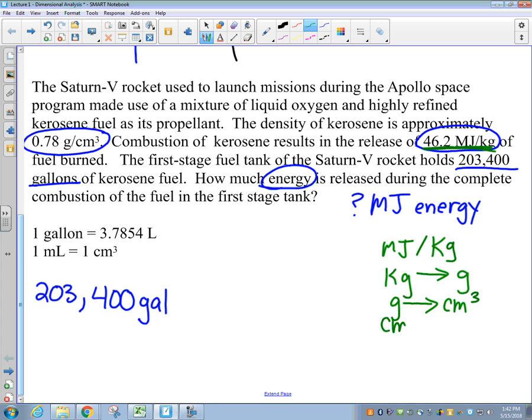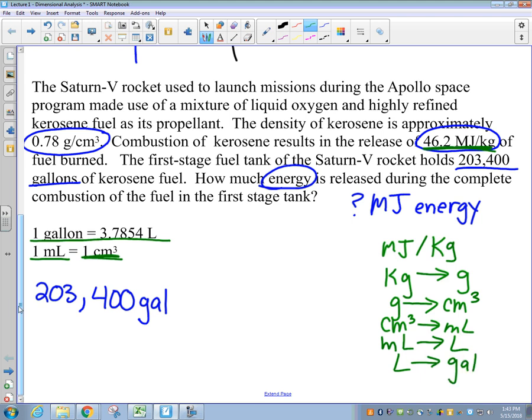From centimeters cubed, if I take a look at some of the other values that I've given, I see that I have 1 centimeter cubed is equal to 1 milliliter. So I can go from centimeters cubed to milliliters. And then if I take a look at other conversion factors, I know again I'm going to need to use the metric system to go from milliliters to liters. And finally, I can use this conversion factor given that allows me to go from liters to gallons.